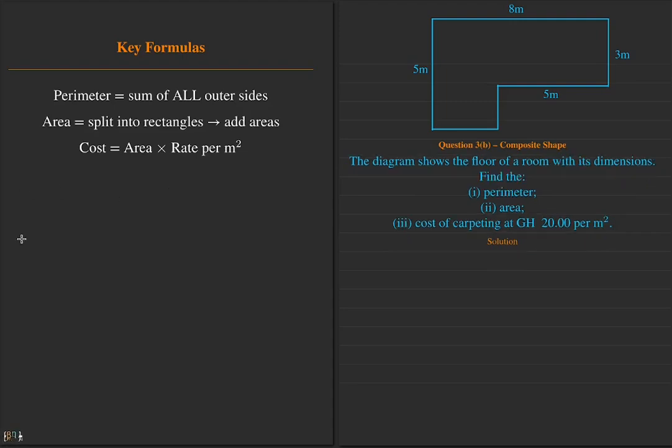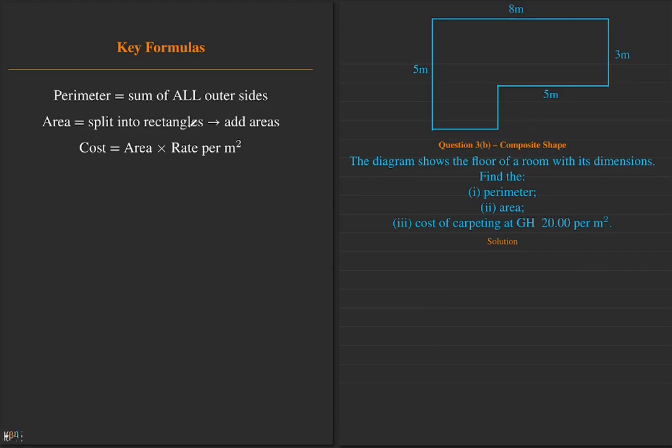So question 3b is as you see on the screen, and it says the diagram shows the floor of a room with its dimensions. You have 5 meters here, and then you have 8 meters, 3 meters, and then it comes down here with 5 meters. This has not been labeled, and this as well has not been labeled. The question is we have to find the perimeter, the area, and then the cost of carpeting at 20 cedis per meter squared. So how do we go about it?